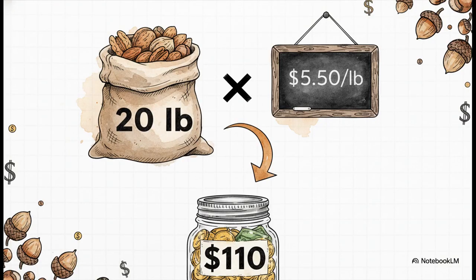So here's the so-called tricky part. The problem doesn't just hand you the total final cost. Instead, it gives you the weight and the average price per pound. So all we have to do is one quick calculation first. We just take the 20 pounds, multiply it by $5.50 per pound, and that gives us a total final value of $110. And that is the key number we need for our ingredient equation.